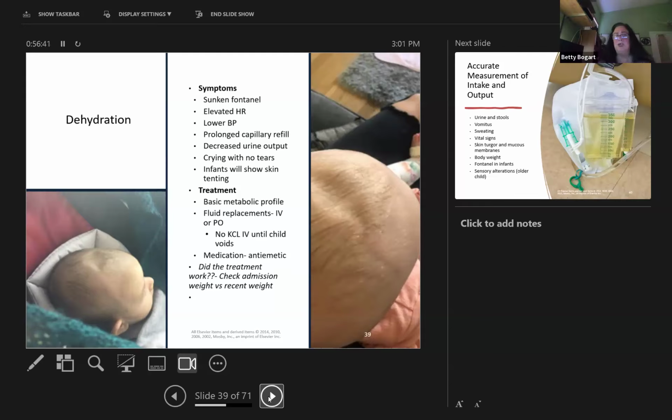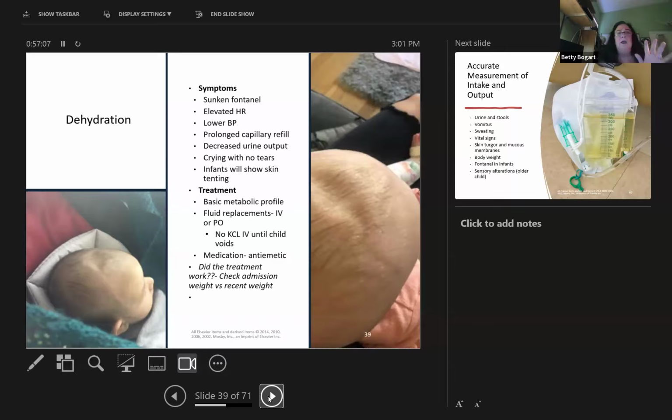So, adults, children, what do you see? Elevated heart rate, decreased blood pressure, prolonged capillary refill, decreased urinary output. And in infants, sunken fontanelle, crying. These poor babies cry, and there are no tears that come out. I think that's the saddest thing. And also skin tenting. You can pull their skin up, and it just sits up, usually on their abdominal wall.